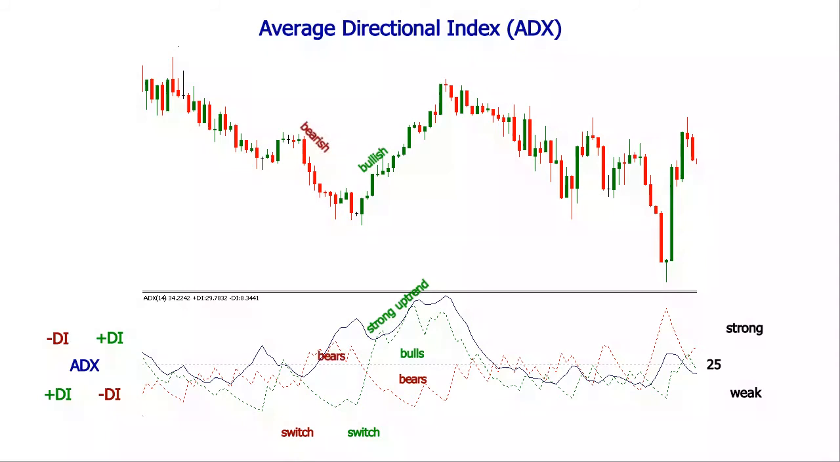The information we get from interpreting the positions and slopes of these two lines, corroborated with the average directional index value itself, can constitute a strong entry signal. An exit signal can be either the ADX sloping down, or a switch in the positions of the positive and negative directional indicators lines.